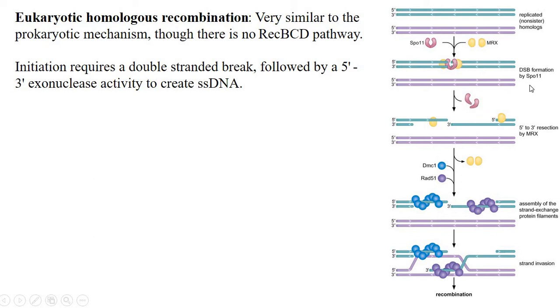Once this break is formed, and the other parts of the mechanism are activated, SPO11 will dissociate, and then this 5' to 3' resection will be carried out by MRX. So here these are MRX proteins. These will lead to this 5' to 3' resection. Then once these 3' overhangs are formed, MRX will be removed, and DMC1 and RAD51 will come and bind. RAD51 is similar to RecA of prokaryotes, and it's a strand exchange protein.